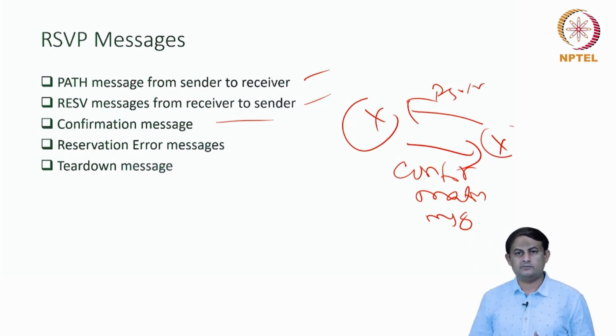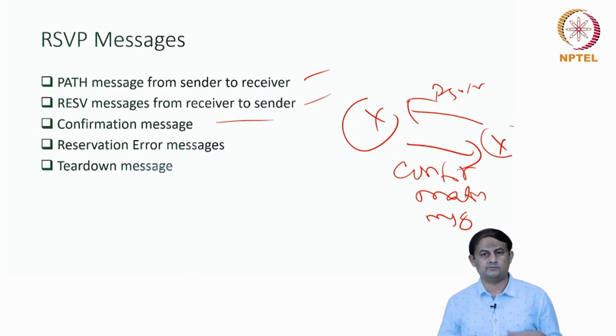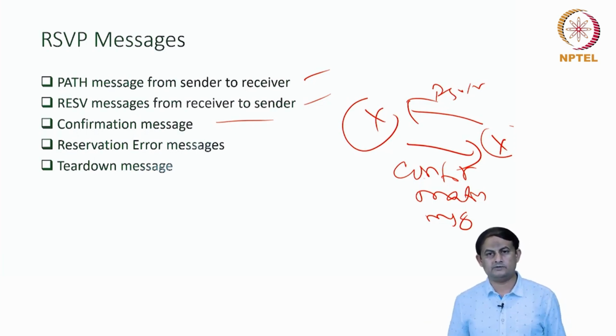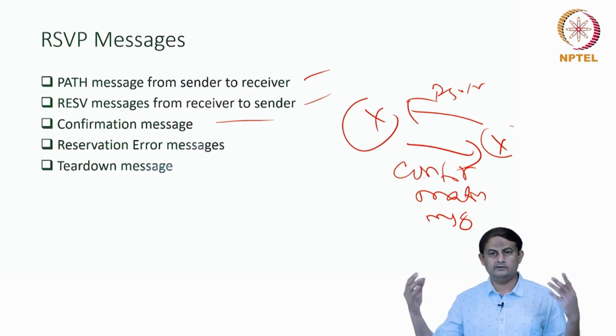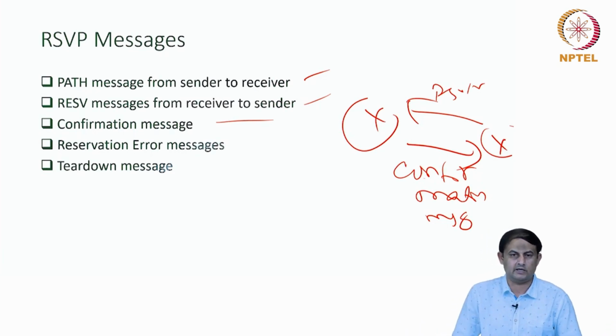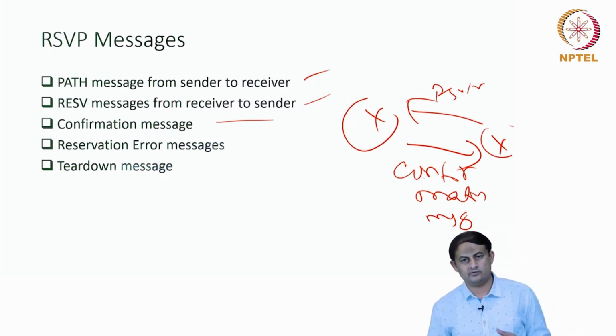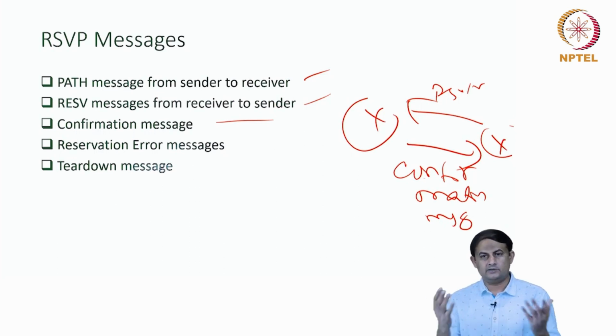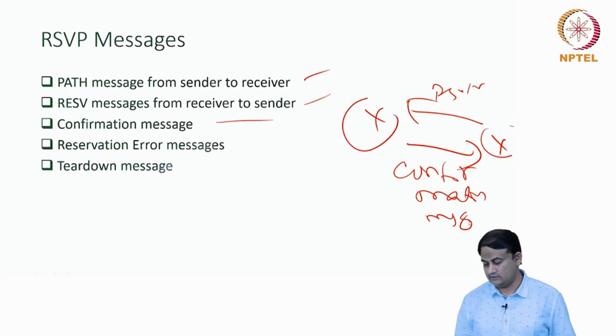And the last type of message that RSVP uses is called the tear down message. When you are done with the conversation, when you want to end the transmission, you tell the network that whatever has been reserved can now be released by sending a tear down message. So these are the different kinds of messages. In different contexts, these messages are used.